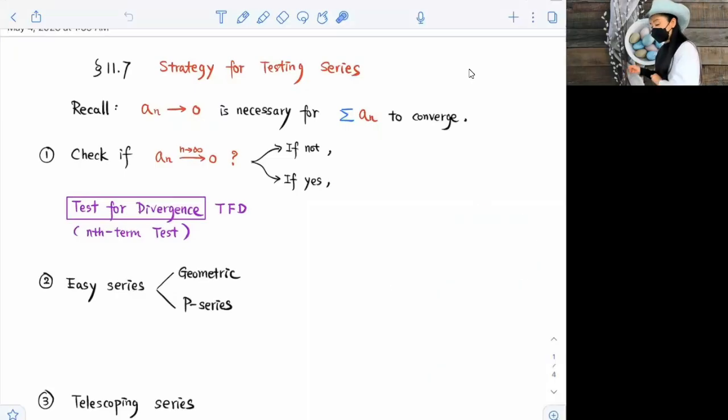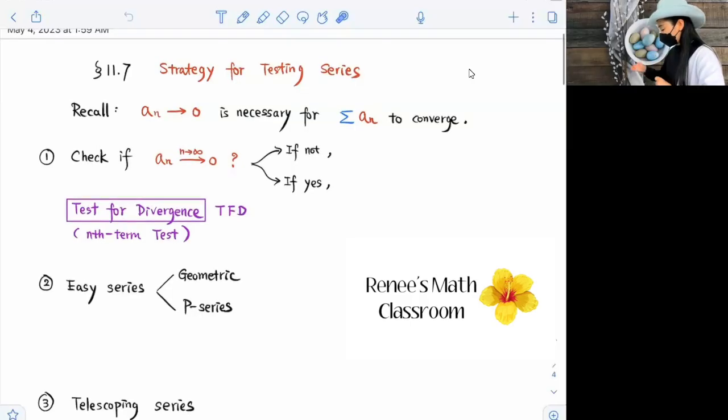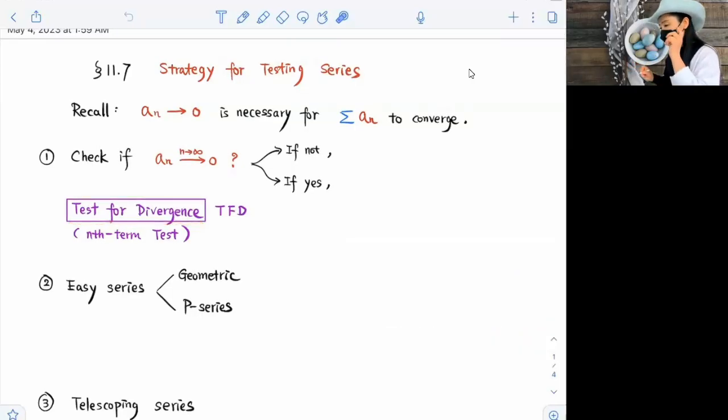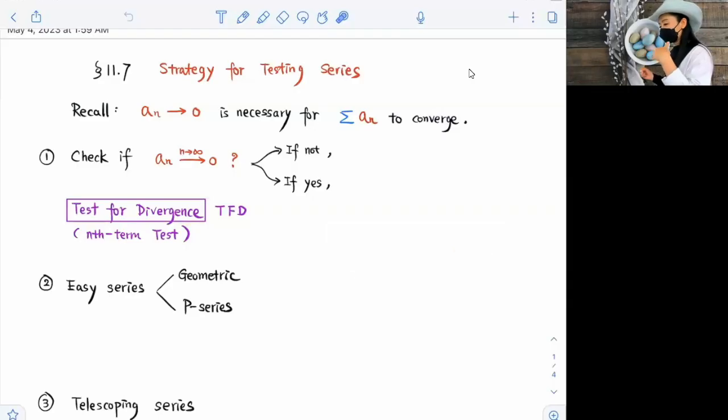Now, we have talked about all those tests, and now we want to put them all together to think about the strategy for testing series. If you look at a series and want to know if it's convergent or divergent, what is the strategy? Put them all together today. First of all, the easiest test for series is the test for divergence, the nth-term test, because it's easy to see if the nth term goes to 0 or not. What does the test for divergence say?